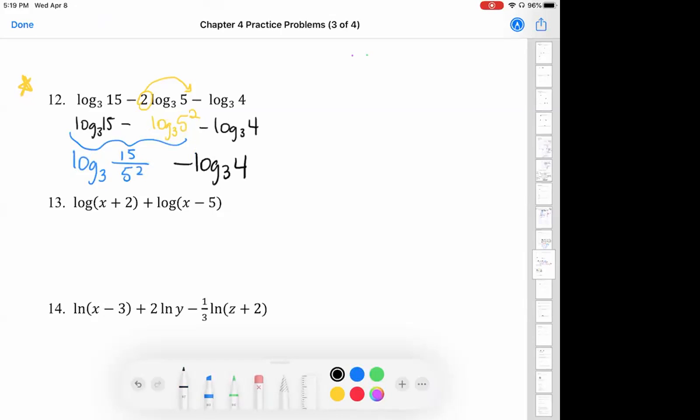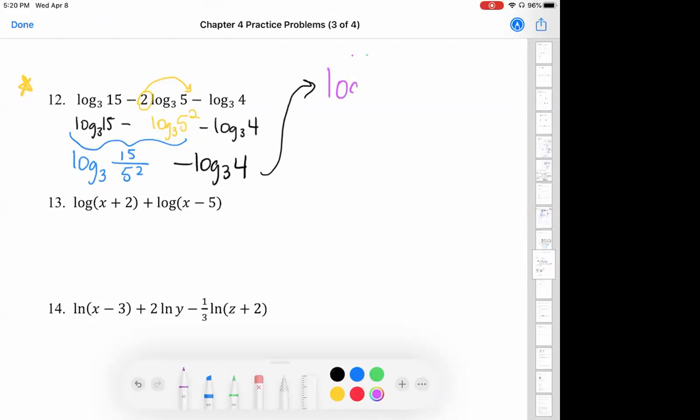Okay, so we can simplify if we want that 15 over 5 squared. So I'll save that to the end. Okay, so let's go ahead and continue. And we're left with division, right? Now we're being asked to divide 15 over 5 squared and 4. So let's go ahead and do that.